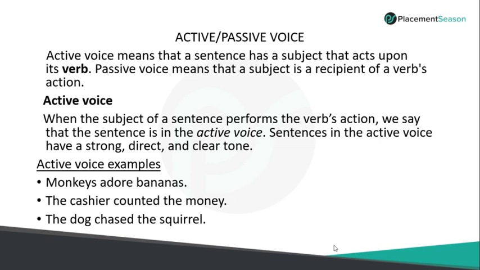Clear? So now active voice. When the subject of a sentence performs the verb's action, we say that the sentence is in active voice. Sentences in the active voice have a strong, direct, and clear tone. So now look at the examples. Monkeys adore bananas. So monkeys is the subject, and adoring is the verb form. So it is clear, strong, and direct. The cashier counted the money. The dog chased the squirrel.